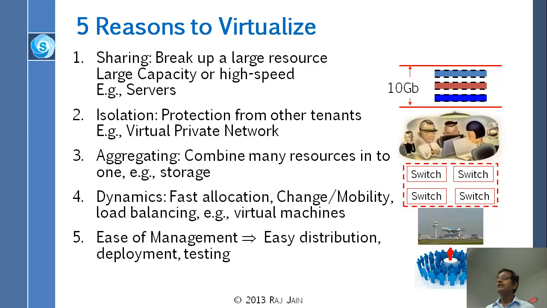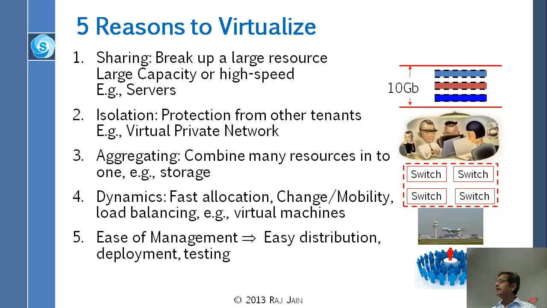Second is isolation. You are part of a group where you really want to be protected from other tenants. So, for example, when you dial into your company, you don't want anybody else to see, so you want isolation. You want to be protected. You don't want anybody else to see your traffic, so that is VPN. That is another reason for virtualization, that you somehow want your own piece.